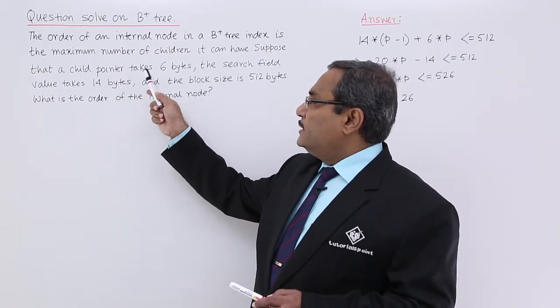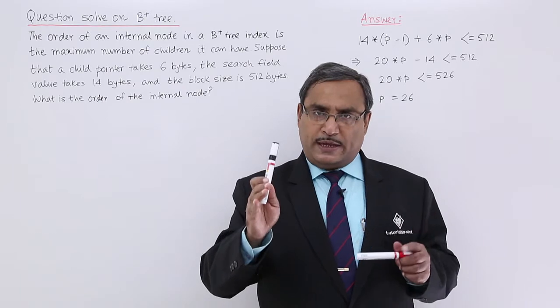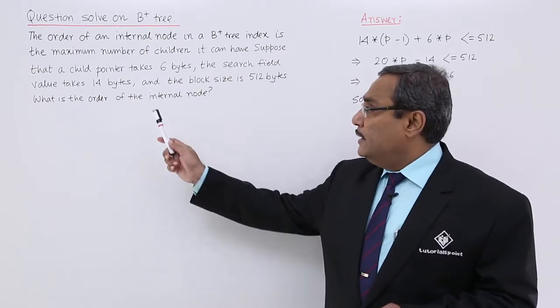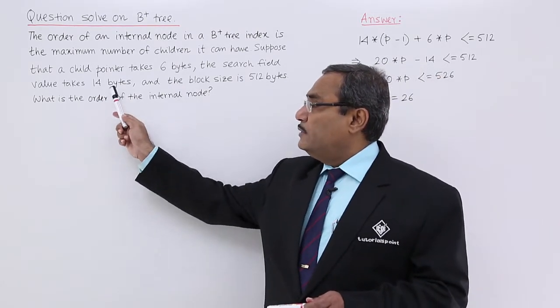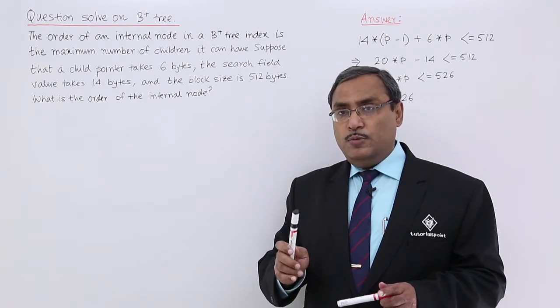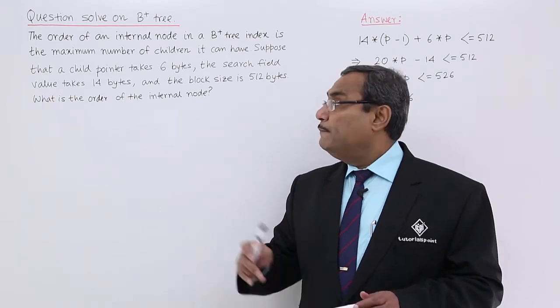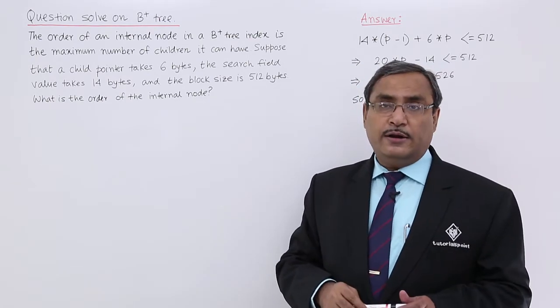So child pointer takes 6 bytes, so we will be having p into 6 bytes of space for the pointer fields, and search field value is having 14 bytes, that means p minus 1 into 14 will be the byte count for the search info fields. Okay, and the block size is 512 bytes.